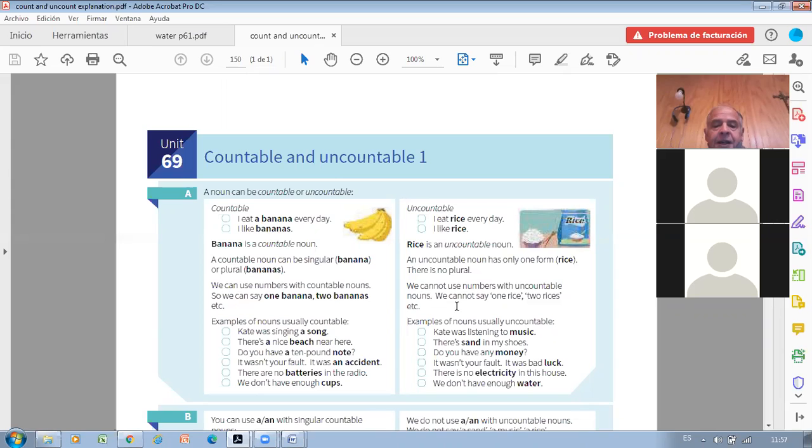Okay. Then you have examples of nouns usually countable. Read them, please, Catalina. Are you there, Catalina? Kate, yes. Kate was singing a song. There's a nice beach near here. Do you have a 10-pound note?